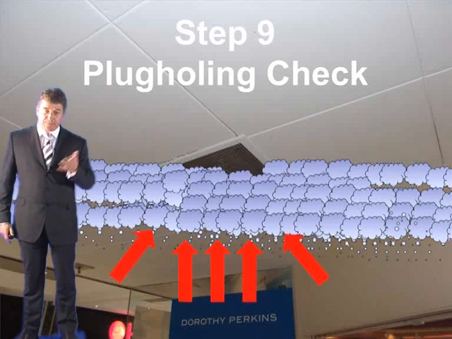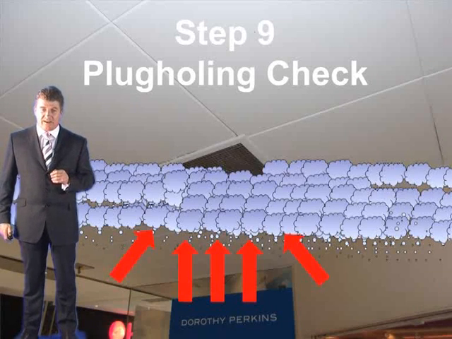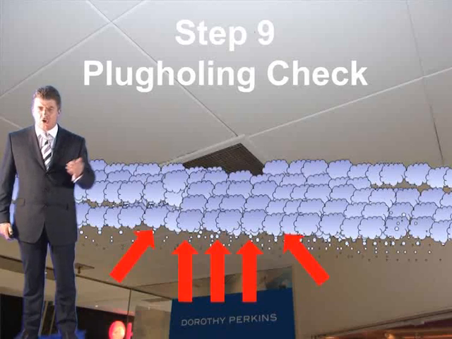So we need 3 ventilators with a total geometric area of 14.67. So each one will have an AV of 4.89 metres squared. That's what we need. Now that covers step 8. Let's move on to step 9 now, which is the plug holing check. Again, this applies to both natural and mechanical ventilation. We've got to make sure that it's not going to plug hole.